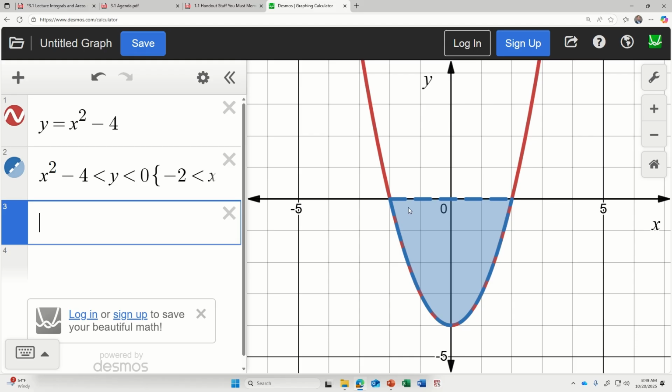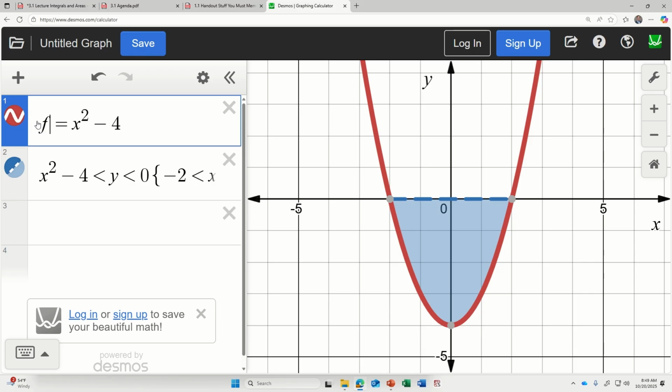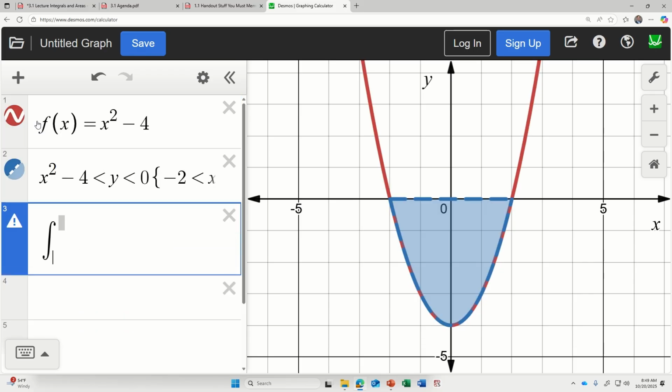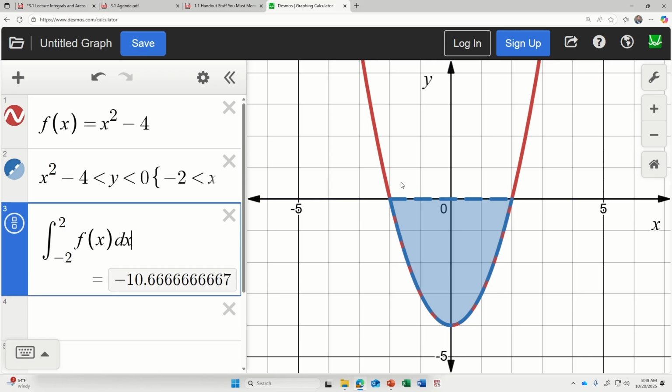Desmos can also check your answer for integrals. Do you want to see how to check your answer? We're going to name my curve f of x, and then I can tell Desmos int, it'll bring up the squiggle if you type in int, and then lower bound -2, upper bound 2 of f of x dx. Okay, so it is right. We got the right answer. Desmos will tell you it's a little bit shy of -11.